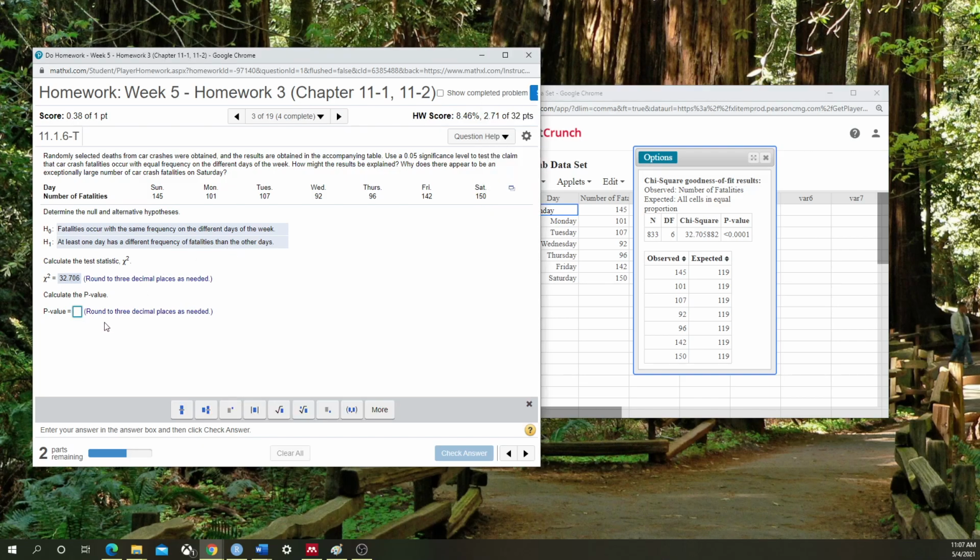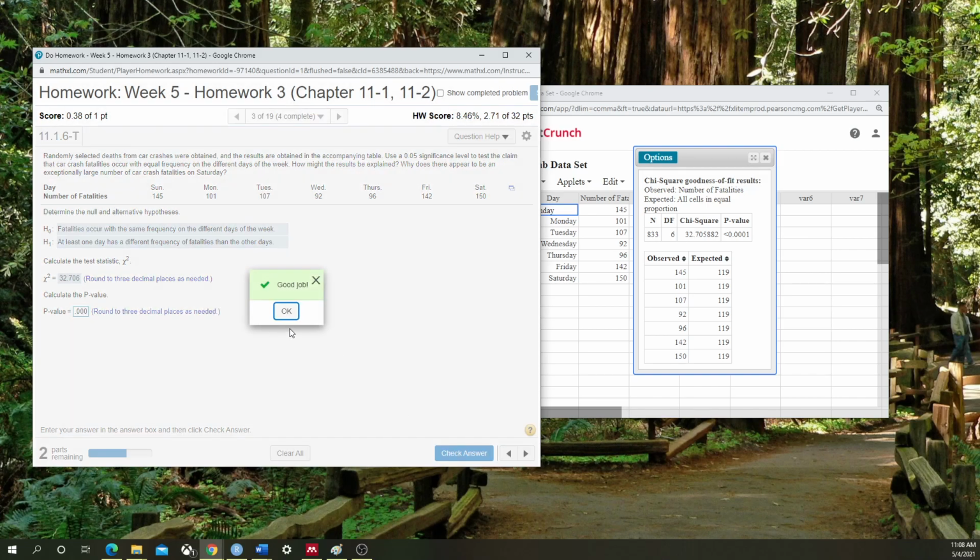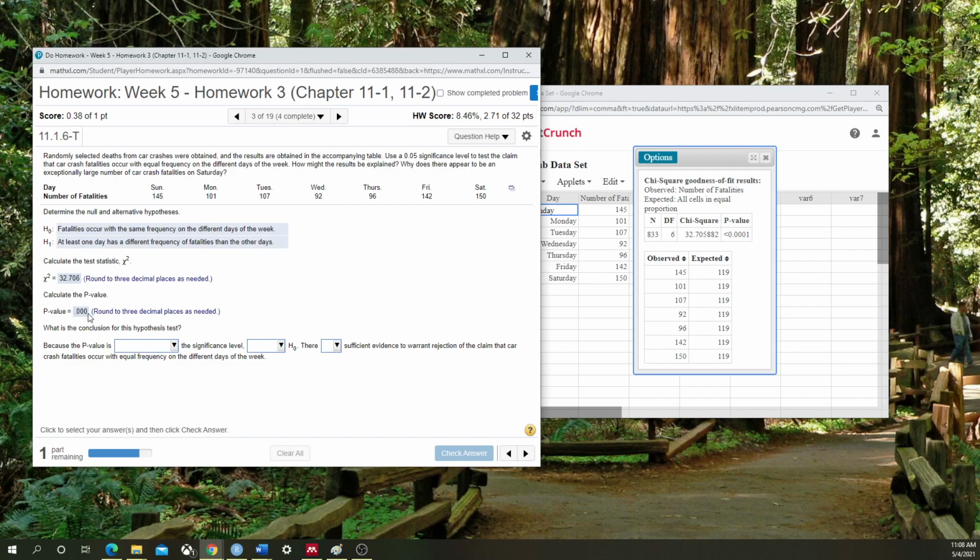And then we can put in our p-value here, rounded to 3 decimal places. I'm just going to go 0.000. That's good. It'll give you this regardless of whether you do 0.000 or 0.001. It gives you a little leeway there. All right, so hopefully that's pretty clear.